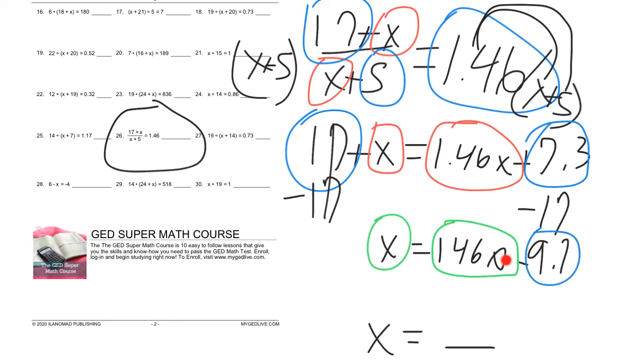So what I'm going to do here is the opposite of 1.46x. I see a decimal point missing there, 1.46x. The opposite is a minus 1.46x. If I do it to this side, I'm also going to do it to this side. So that cancels that out. That gives me a minus 9.7 over here, and then a minus 1.46x.